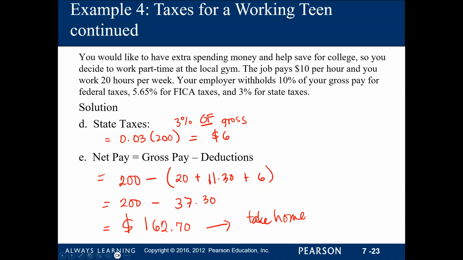All right, so that is how we work with taxes for teens who are working, and pretty much that's how it is all in all working with income taxes.